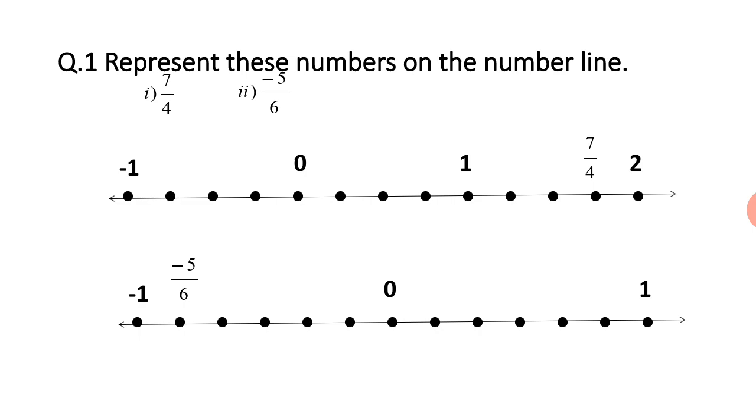As I have told you, from the negative side, when you start counting after 0, it is -1 by 6, then -2 by 6, -3 by 6, -4 by 6 and then -5 by 6. -1 is nothing but -6 by 6 and you all know that mathematically it is -1. This is how you are going to represent the numbers on the number line.